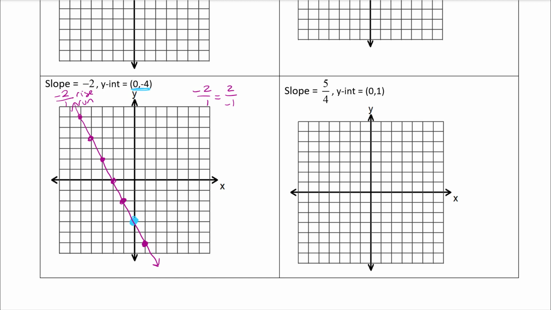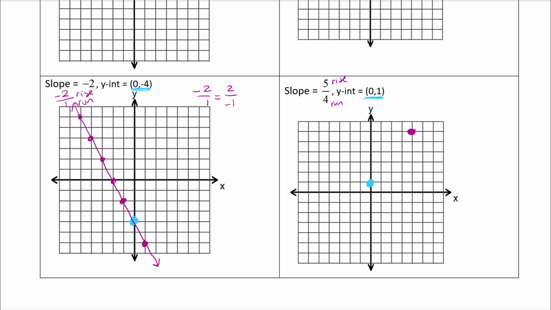And our last problem, I have a y-intercept at (0, 1). And my slope is 5/4, so my rise is going to be a +5, and my run is going to be a +4. So I'm going to rise +1, 2, 3, 4, 5, and run 1, 2, 3, 4. Again, that would put me off my graph.